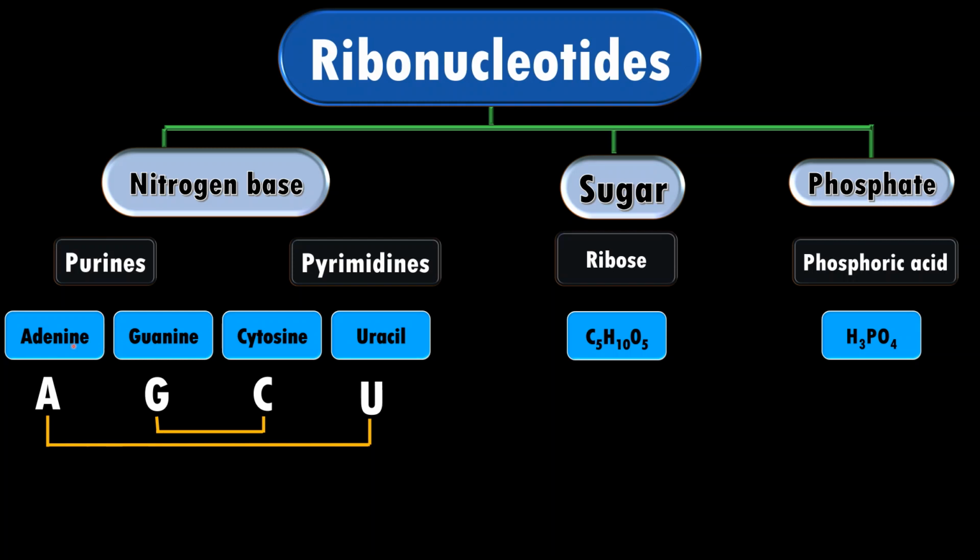Students, in case of RNA, adenine pairs with uracil, whereas guanine pairs with cytosine. The sugar present in the RNA is ribose sugar, which is C5H10O5, and the phosphate is same, that is H3PO4.